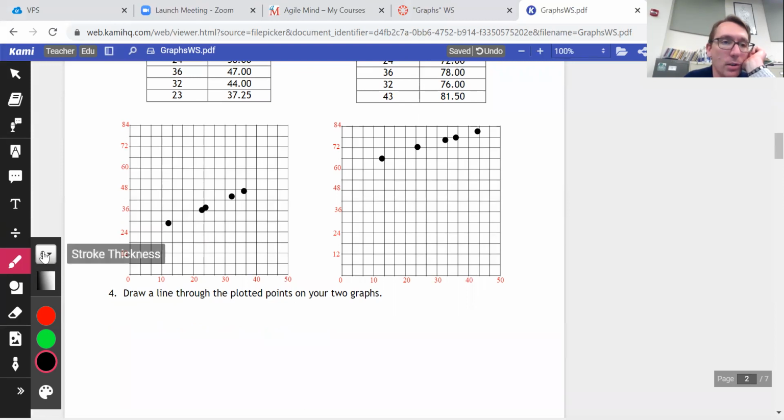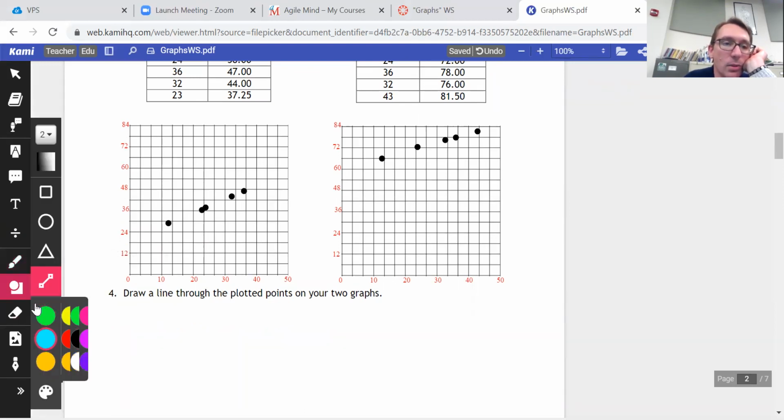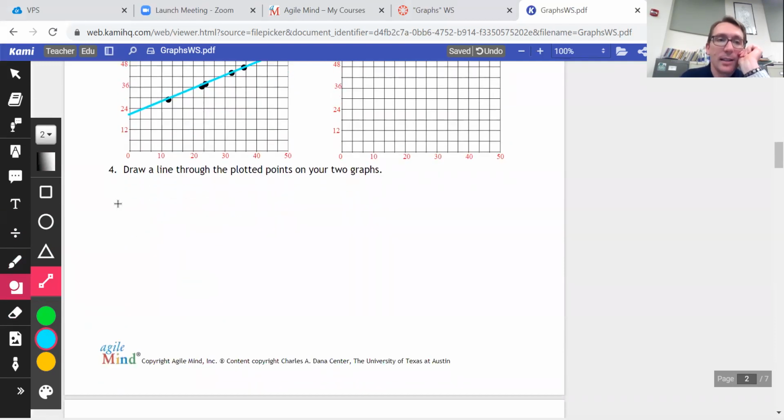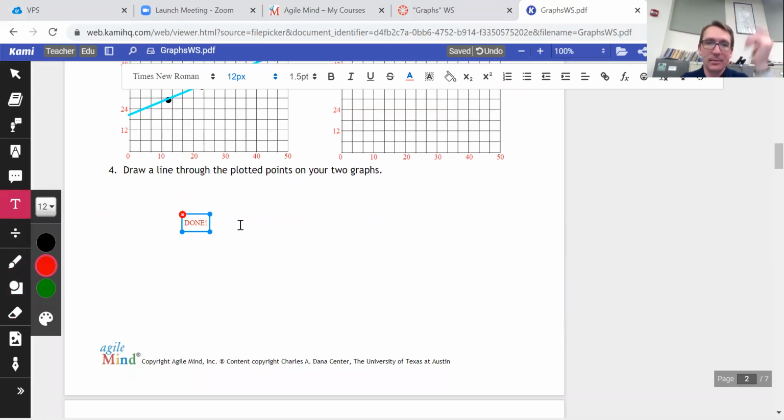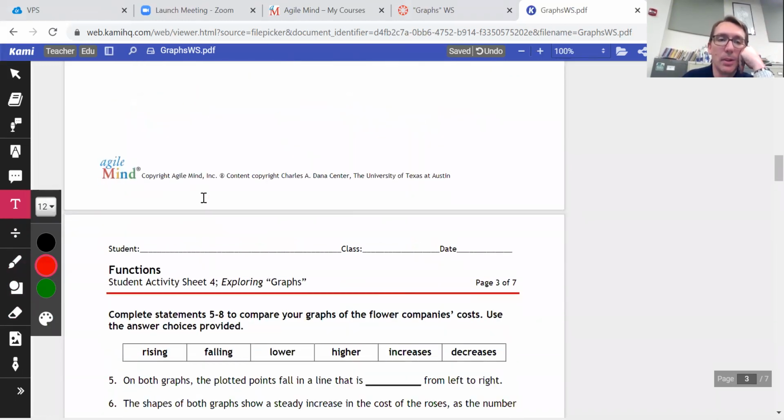Draw a line through the plotted points on your graph. Okay, I can do that. I just change it to a line. Clearly, this is a straight line. Boom, something like that. And boom, clearly something like that. Okay, we drew lines, good job. And now we're going to talk about those lines. Done. It's weird that they would draw a line below me like that.